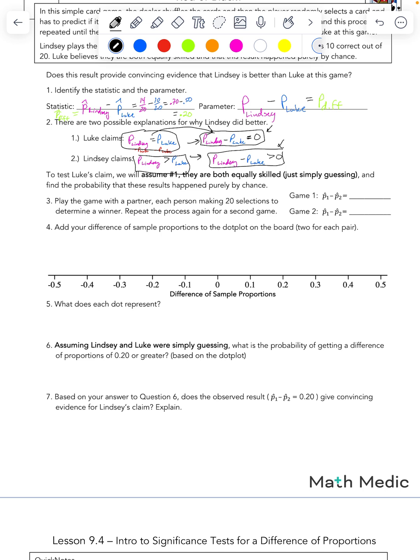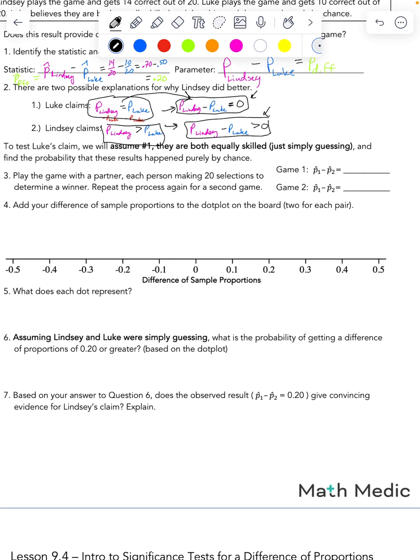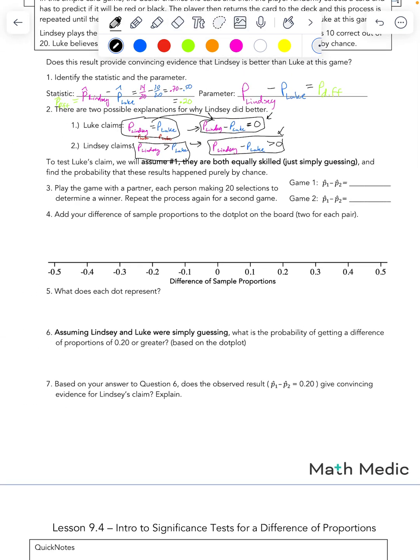It says repeat the process again for a second game to get another dot. So what you guys would be doing is finding your dots. The first one they did, they got 0.20, so their first dot would be right here, and we'd compare to that, but then I would have you guys make a bunch of other dots.